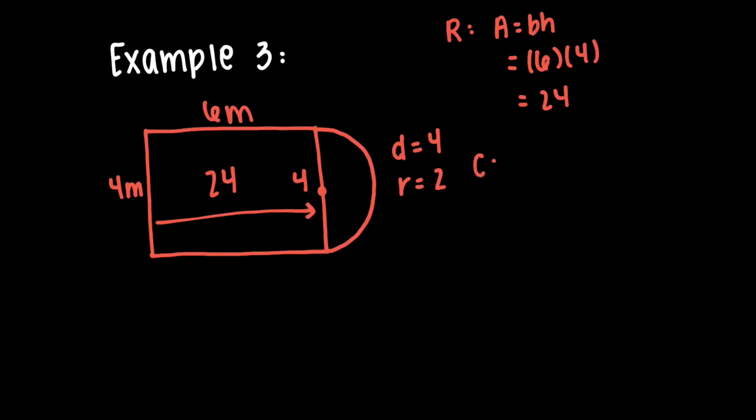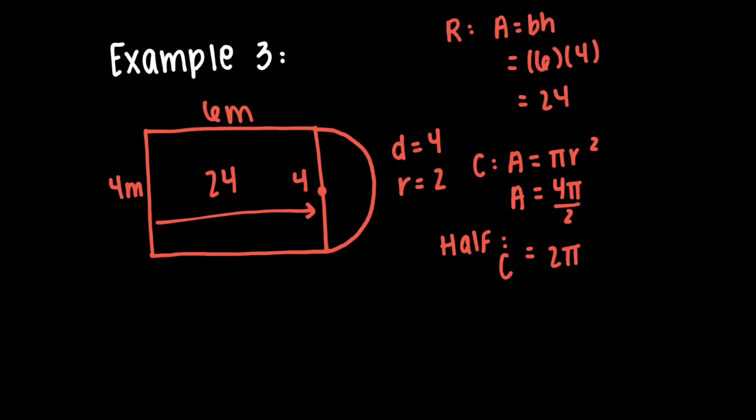So for my circle, area is pi r squared. So r is 2, 2 squared gives me 4 pi. So the area of the full circle would be 4 pi, but this is a half circle. So for a half circle, you just divide it by 2, and I know that the area of my half circle is 2 pi. So this is 2 pi.